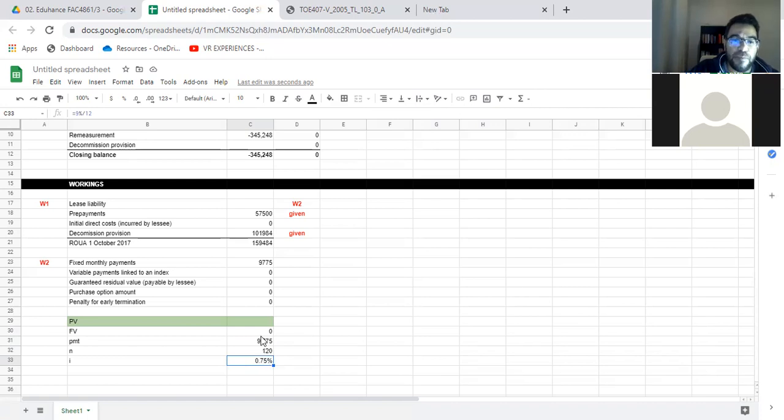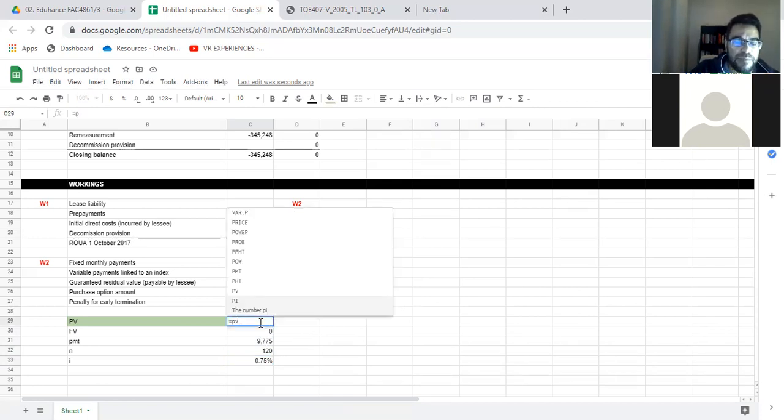So PMT is a monthly amount. N refers to the number of monthly payments or periods, and I refers to the monthly rate. All of them are apples with apples with apples. Very important. Now I can calculate present value.